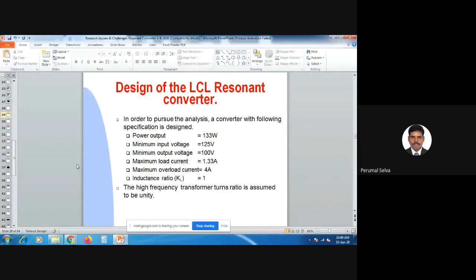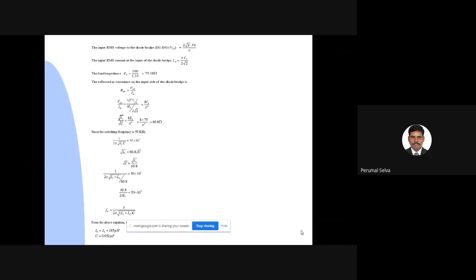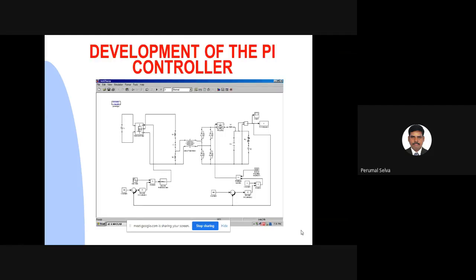So, design of the LCL resonant converter. Previously I told, the input voltage is 125 volt and the required output is 100 volt. The output power is 133 watts. So from this equation, we design the L1, L2 and C values. Next, development of the PI controller.